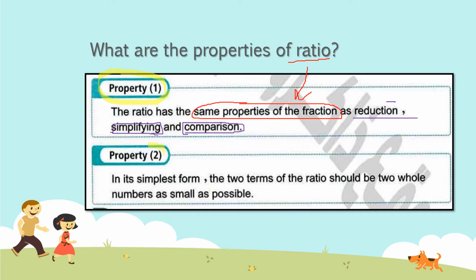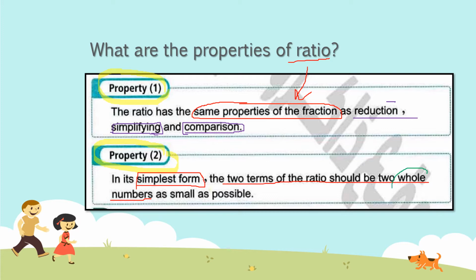So property number 2 says that in its simplest form, the two terms of the ratio should be two whole numbers. The two terms of the ratio, which are the antecedent, the numerator, and the consequent, the denominator, we talked about them in the last video. If you haven't watched it, go and watch it. It's called the meaning of the ratio. So the two terms, the antecedent and the consequent of the ratio, should be two whole numbers.